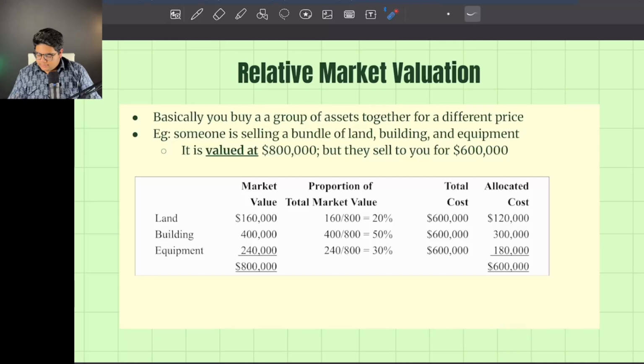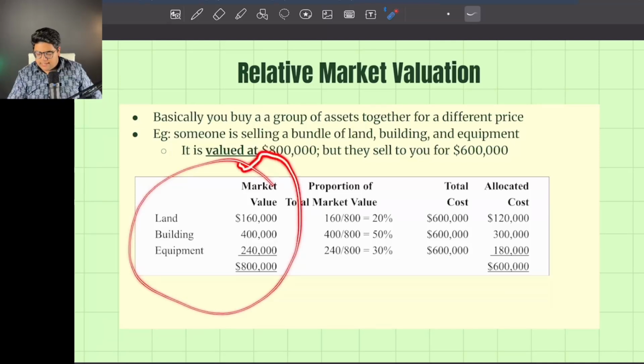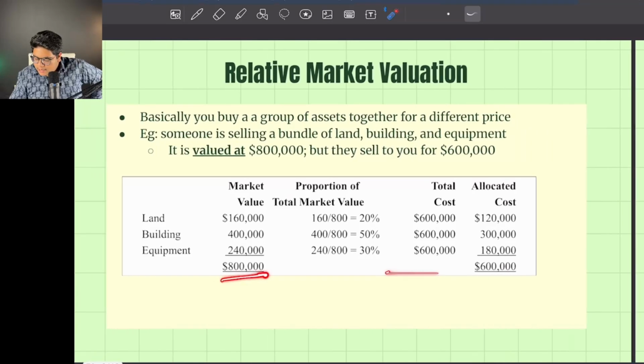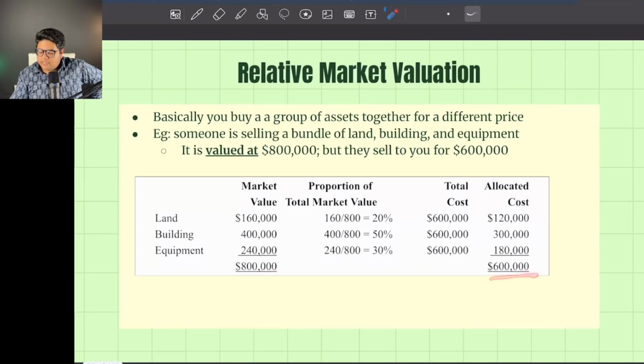So this, for example, right here is what you bought it at. You bought $800,000 worth of PPE: $160K worth of land, $400K worth of building, and $240K worth of equipment. All of this stuff totals up to $800K. Now, you bought it for $600K. You bought stuff valued at $800K for $600K. So you want to determine exactly what percentage of the $600K is for the land, building, and equipment.